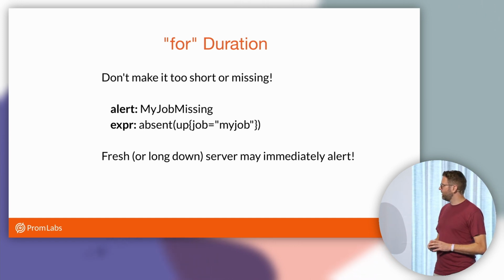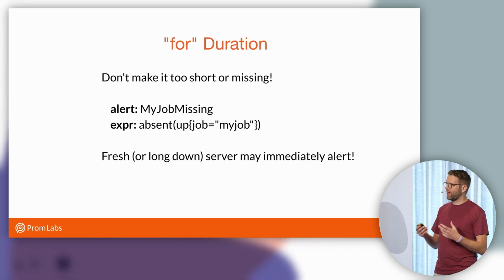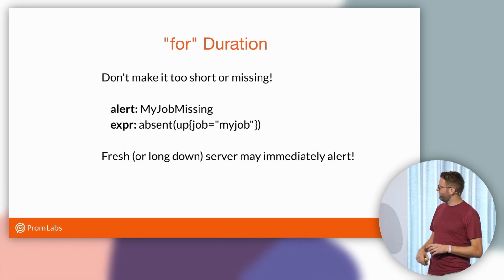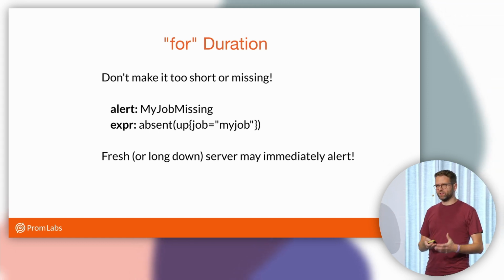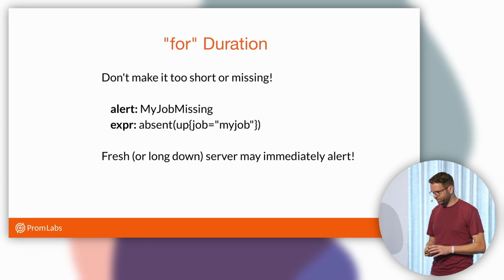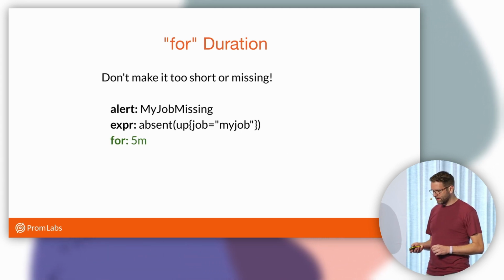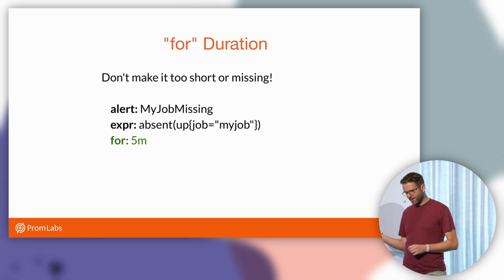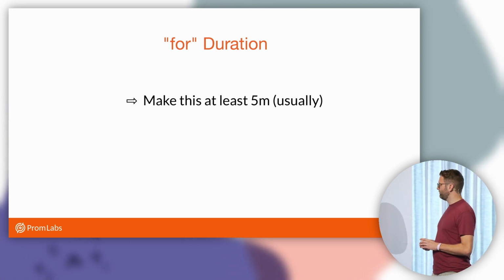Same in this example here. Imagine you're alerting on the absentness of the up metric, but you are starting a completely new Prometheus server, which hasn't gotten a chance yet to actually scrape any targets. Then for the very first couple of seconds, this might also immediately alert you, because the up time series is not present yet for that job. So again, add 5 minutes, or a couple of minutes at least, until you're sure that some data has been scraped for that up metric. So in general, I would say make this at least 5 minutes.